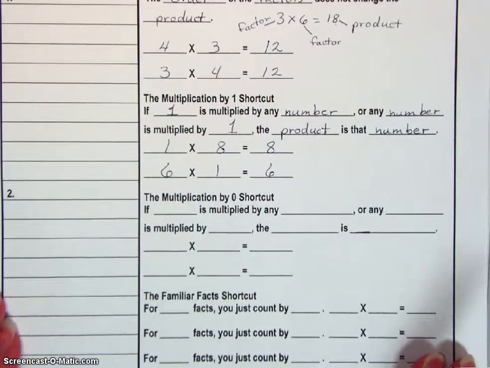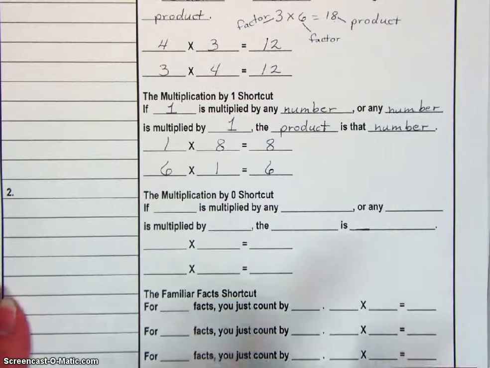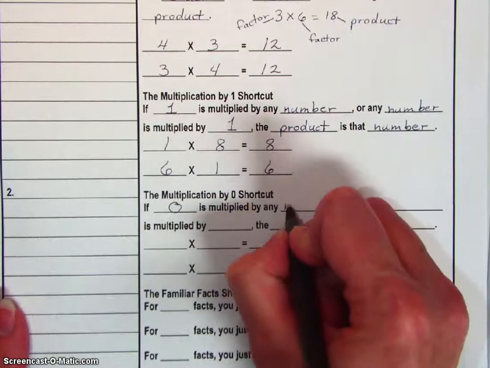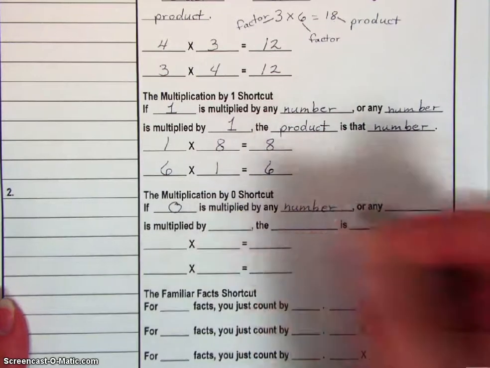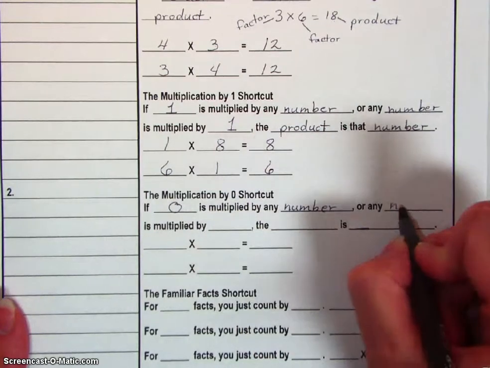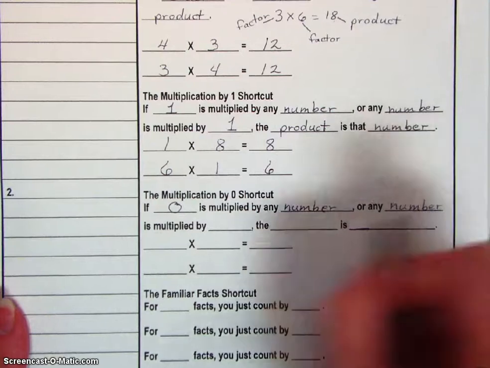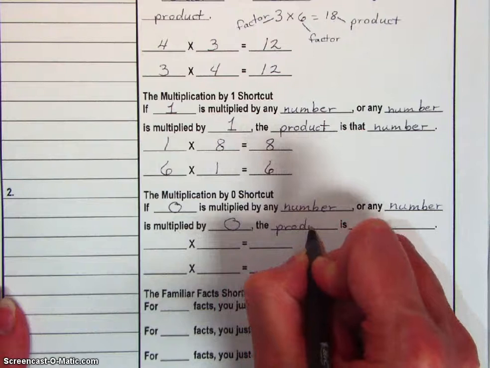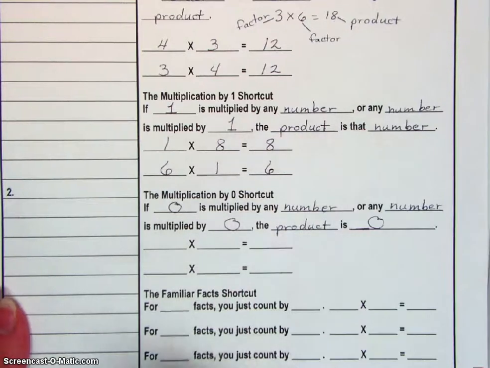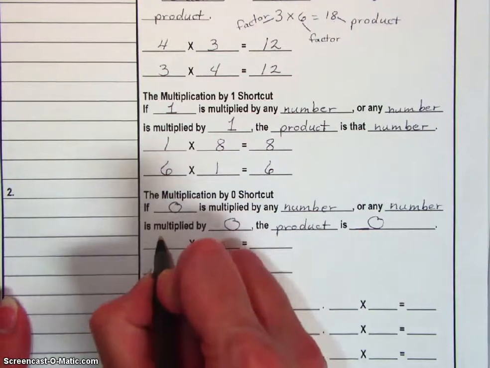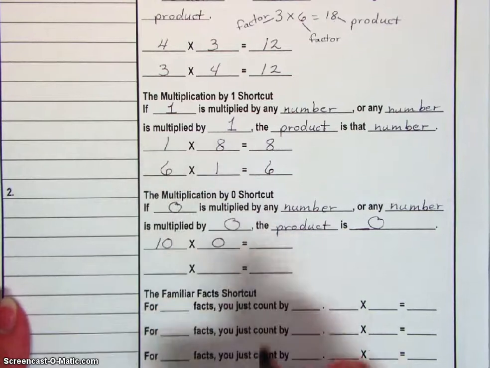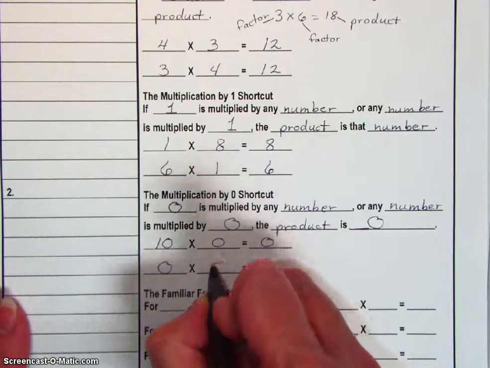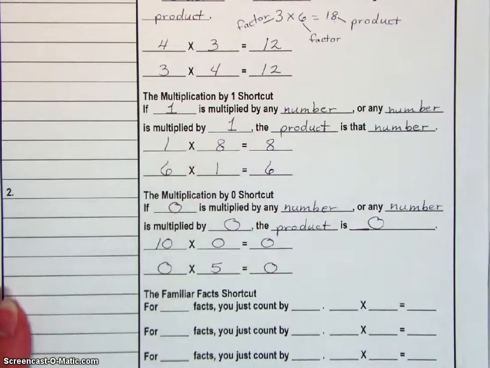Our next shortcut is the multiplication by 0 shortcut. If 0 is multiplied by any number, or any number is multiplied by 0, the product is 0. So here's an example. If I take 10 and I multiply it by 0, I'm going to get 0. If I take 0 and I multiply by 5, I'm going to get 0.